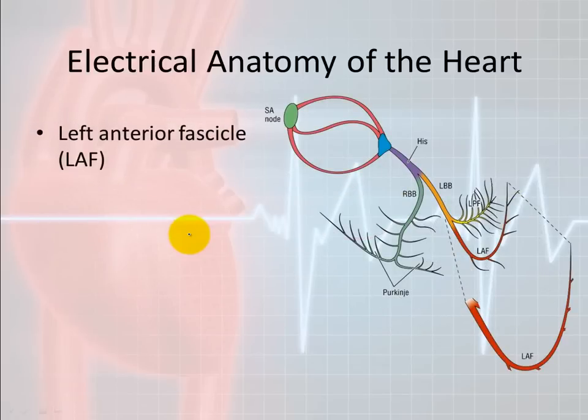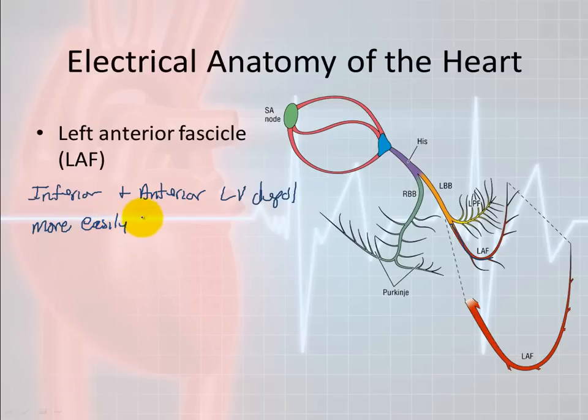So now let's look at the anterior fascicle. The anterior fascicle is more like a single strand of conductive cells that goes all the way down to the Purkinje network. The posterior fascicle terminates at the Purkinje network. The anterior fascicle terminates at the Purkinje network. So the anterior fascicle depolarizes the inferior and anterior aspect of the left ventricle, and it's more easily blocked than the left posterior fascicle. Like I said, the anterior and the posterior fascicle also terminate at the Purkinje network.